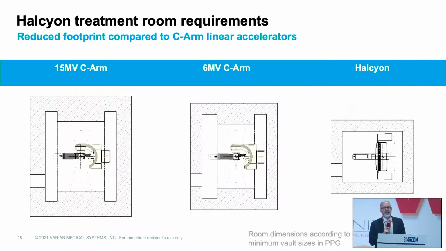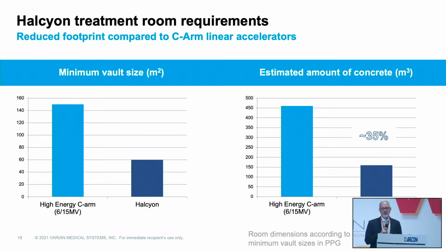So we can see here the comparison between a bunker designed for 15 MV, a typical C-arm 6 MV, and a Halcyon machine. So you can see there schematically the reduction in the room requirements. And this has advantages that we can see on this slide. Your vault is much smaller, and if the vault is smaller, you're using less concrete. You can see a 35% reduction in concrete used for a Halcyon bunker.